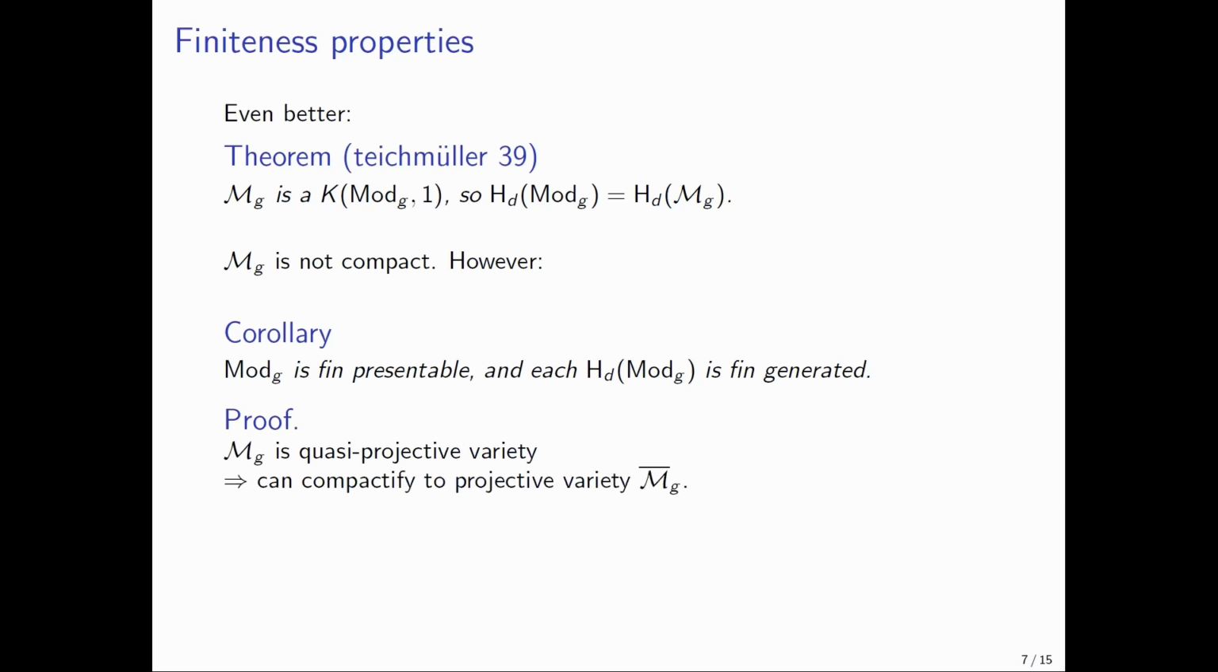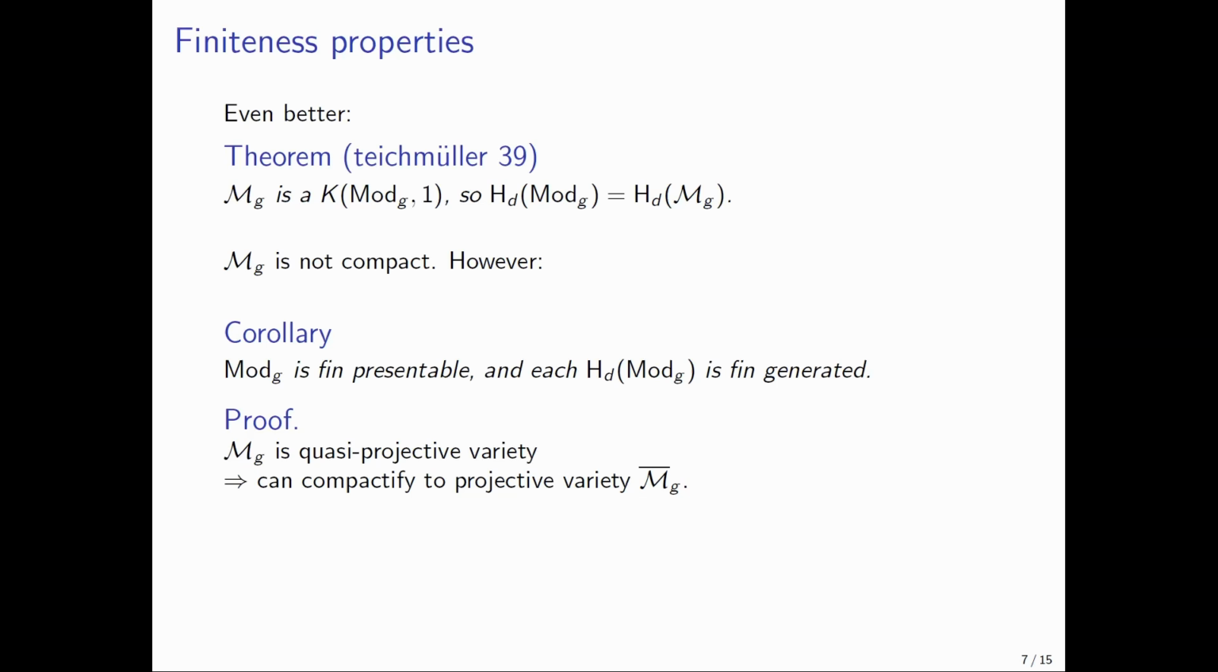What does that mean? What it means to be a quasi-projective variety is that it's an open subset of its closure in some projective space, right? So we can take MG, we can compactify it to get a projective variety. Okay. What are we doing there? I mean, there are actually many explicit compactifications of MG that are known.